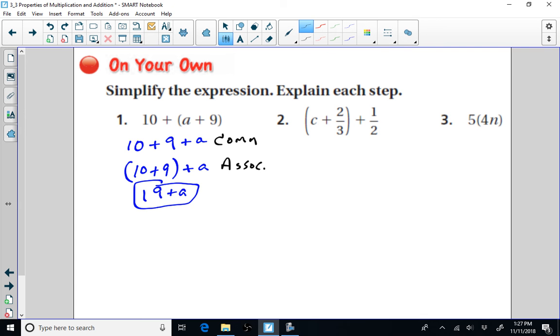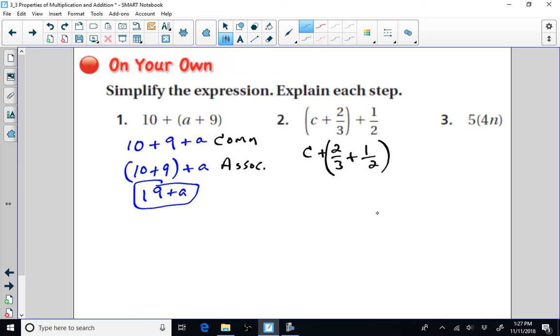All right. My next example, I have C and 2/3 grouped together. Here I can just change the grouping. So I'm going to write this as C plus 2/3 plus 1/2. Notice the order doesn't change. I simply change what's grouped together.